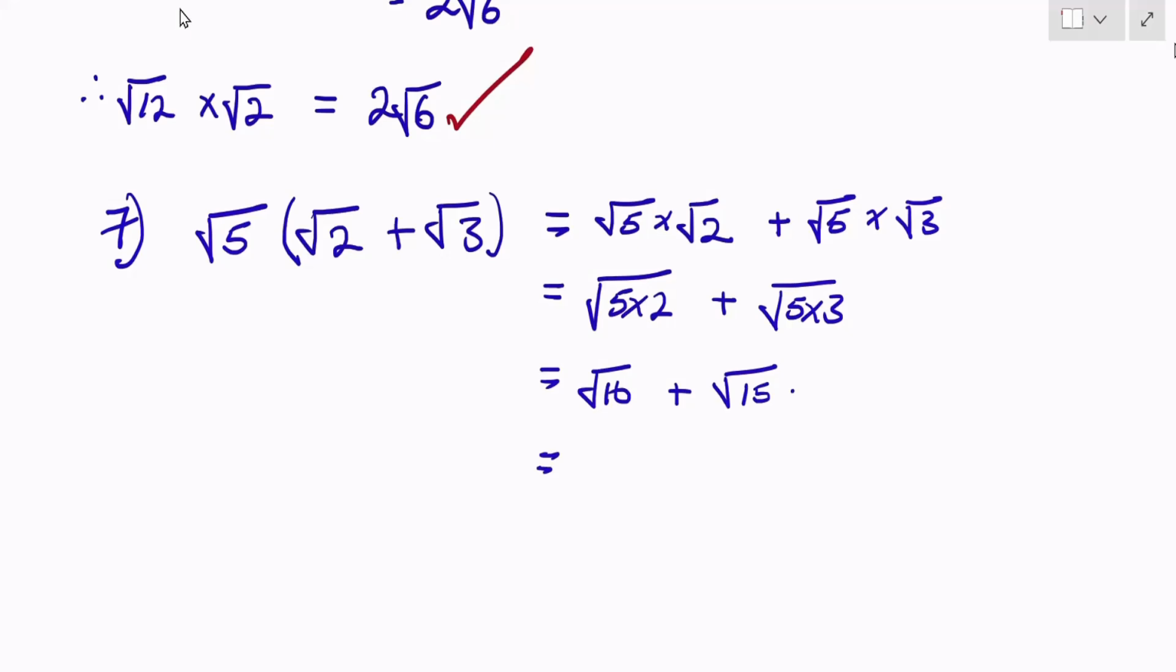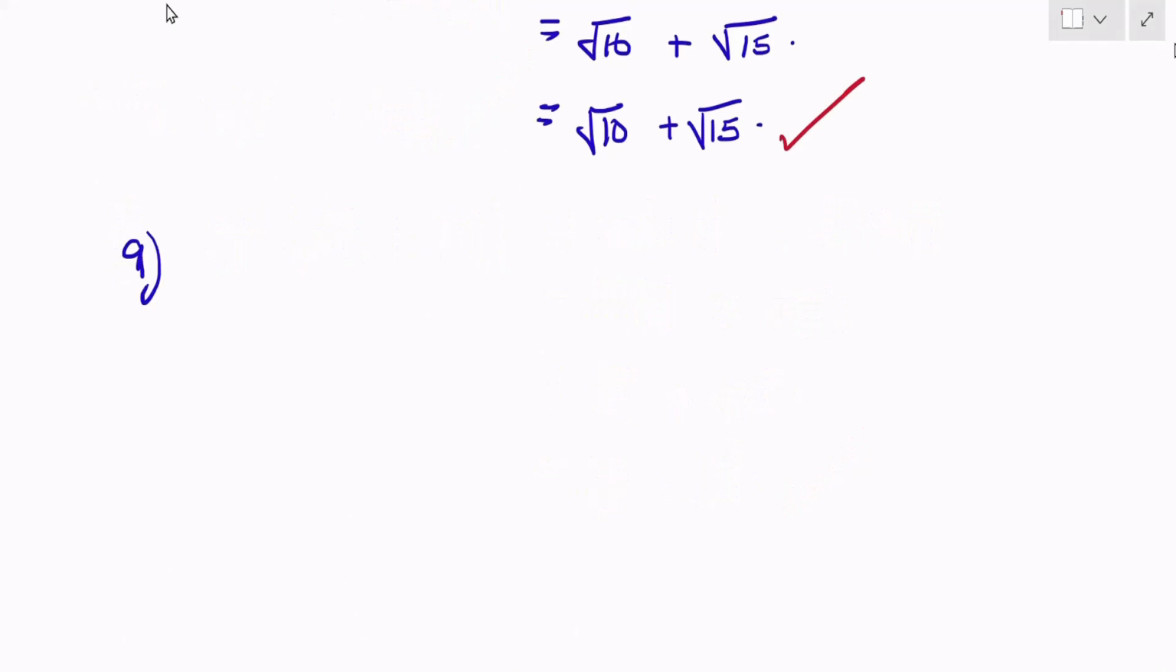So these two numbers are unlike surds, implying that there is no way we can add them together or further simplify them. So it means that our answer is going to remain as the square root of 10 plus the square root of 15. So this is the answer to number 7.